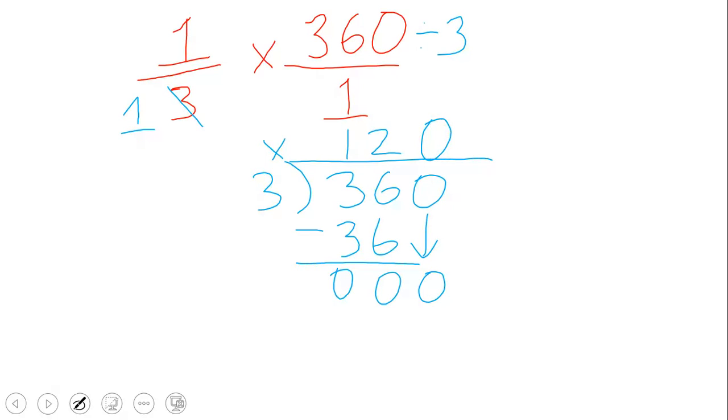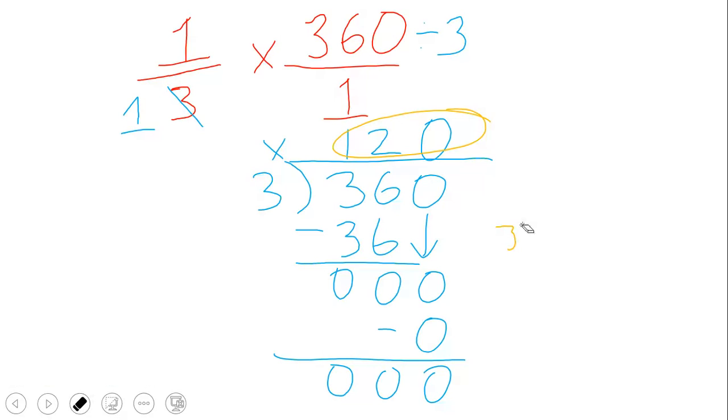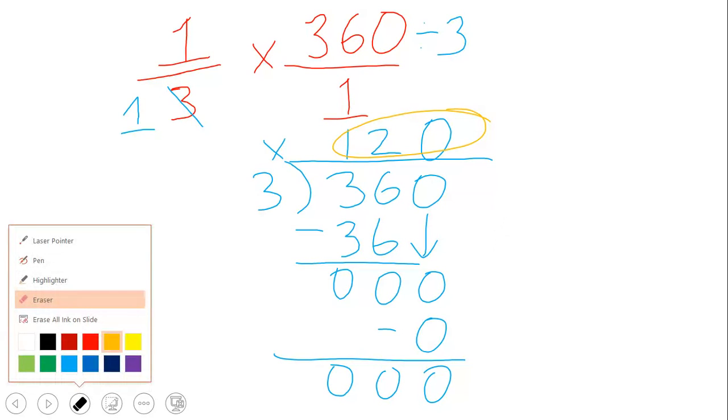is indeed 0. And what is 0 minus 0? 0 minus 0 is 0. So the answer to our division problem is indeed 120. So 360 divided by 3 is indeed 120.